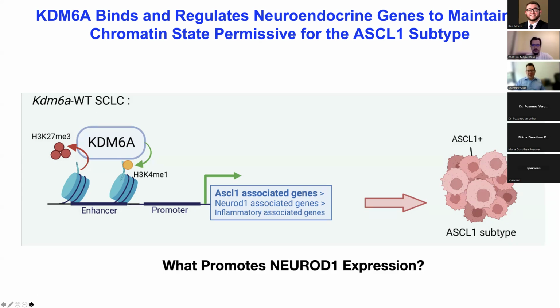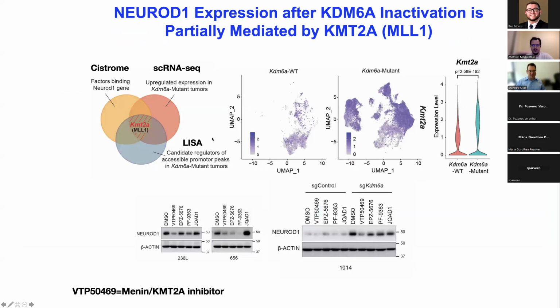So the question then became, what promotes this NeuroD1 expression? NeuroD1 goes up, it doesn't go down. So we hypothesized this was an indirect effect. And so we started to look at what genes may be upregulated in KDM6A mutant tumors in the tumor cells themselves. And then we asked, out of these significantly upregulated genes, surprisingly, were not that many, which of these could actually bind NeuroD1 using ChIP data? This was using publicly available ChIP data on the system. And then which of these could actually regulate the accessibility peaks that we saw in our ATAC-seq?